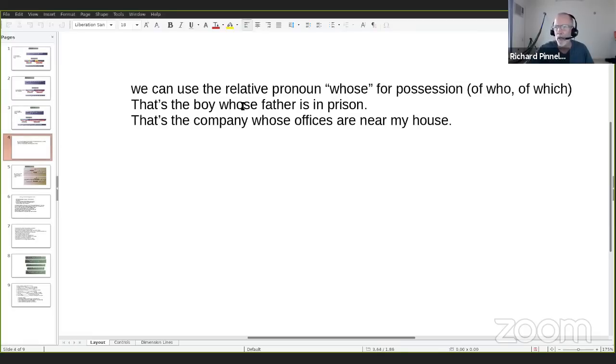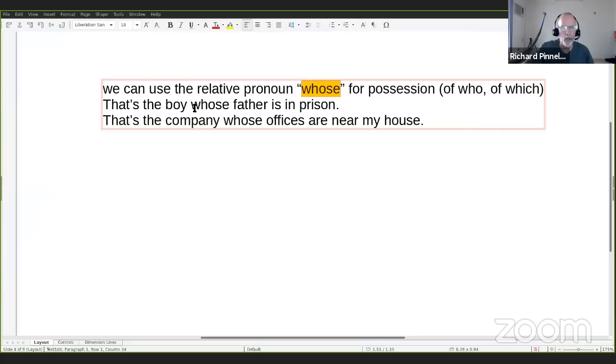Finally, I've added another one here. We can also use the relative pronoun whose for possession. It's like saying of who or of which. And here I've got a couple of examples. That's the boy whose father is in prison. That's like saying, that's the boy, the father of that boy is in prison. That's the boy whose father is in prison.